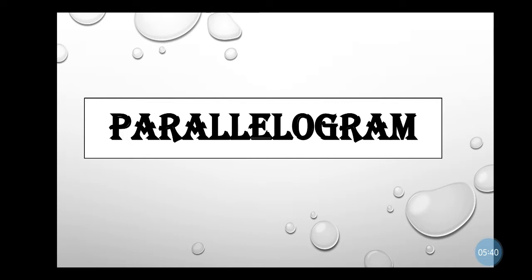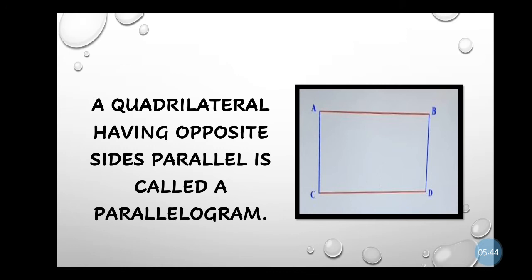The next quadrilateral is the parallelogram. A quadrilateral having opposite sides parallel is called a parallelogram. So here the quadrilateral is named quadrilateral ACDB. Here the opposite sides are equal and they are parallel to each other. AB is parallel to CD and AC is parallel to BD.